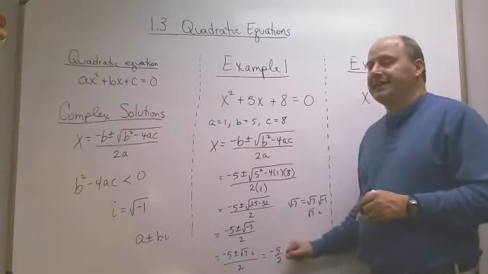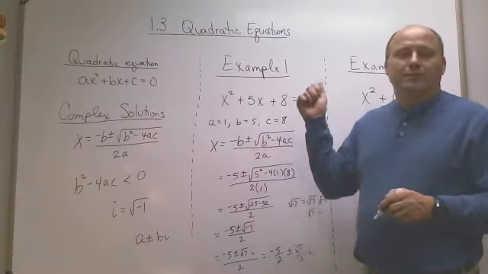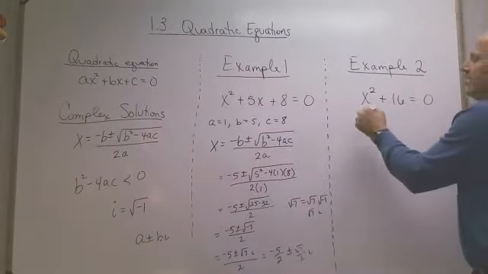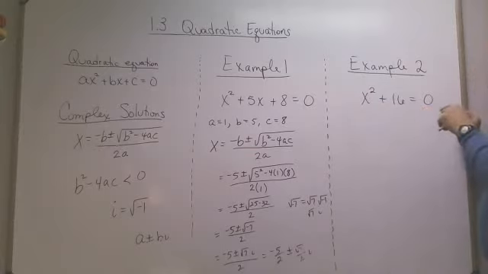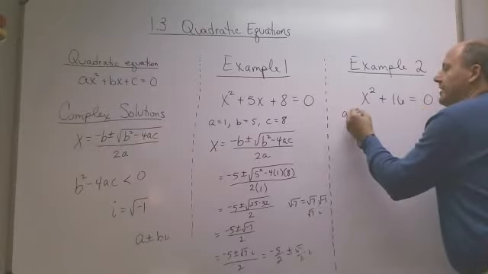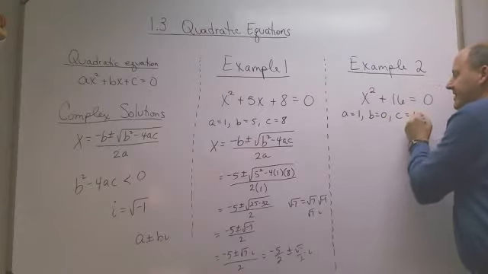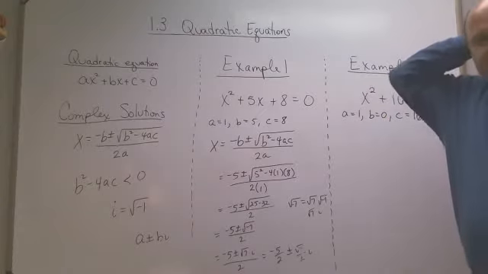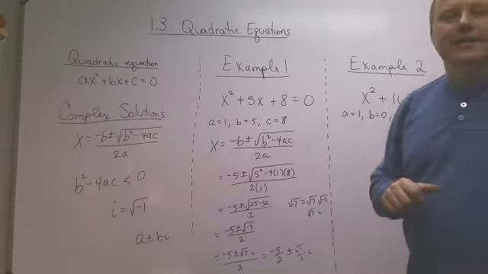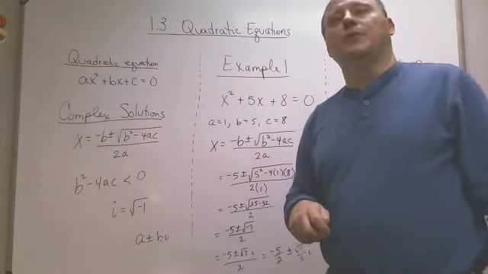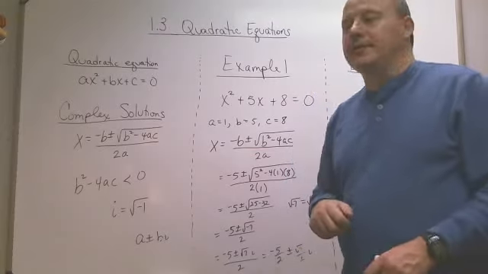So if you plug those back in into this, it would be pretty tough. Now this one right here, x squared plus 16 equals 0. So in this case, a is 1, b is 0, and c is 16. Now I know some of you guys will probably see this and say, well, I will use something called the square root property.